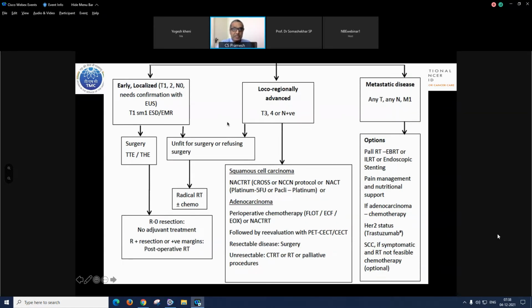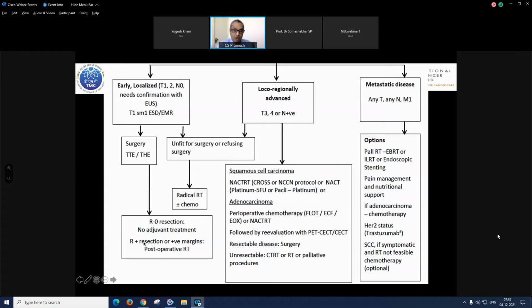As I mentioned, in patients who are early localized, that is T1, T2, N0, which has been confirmed on endoscopic ultrasound, we prefer upfront surgery, either by way of a transthoracic or a transhiatal esophagectomy. There is one small subset in this, which is the T1, SM1, which is an extremely early disease, where ESD or EMR are potential options, but with the caveat that the operator needs to be experienced in endoscopic treatment of these tumors at this stage. And in patients who have undergone a complete resection, there is no role for any adjuvant treatment.